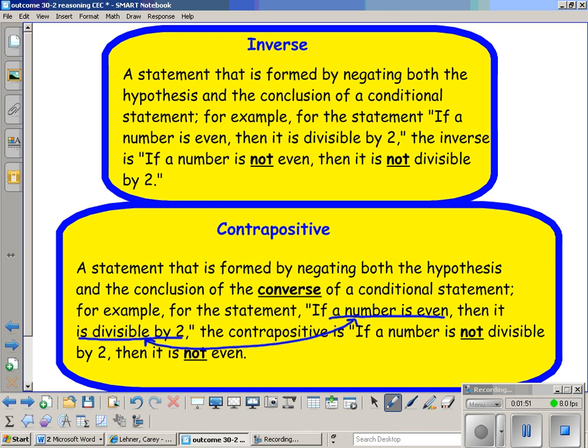All right, so as you can see, the divisible by 2 now becomes the if part, and then we add the word not. The number is even becomes the then part, and we add the word not. So in a contrapositive, you are placing the word not into both the hypothesis and the conclusion, but you are also flipping the order of what is said in the statement.